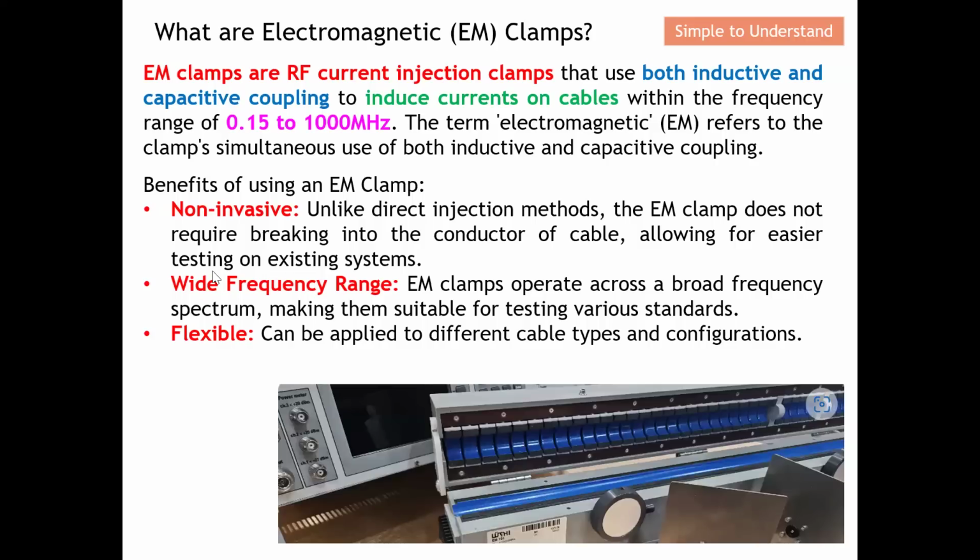Another advantage is the wide frequency range. The EM clamp operates across a very broad frequency spectrum, which makes it very suitable for testing against various standards, because different standards have different frequency ranges. So the EM clamp is probably the better choice because it can cover a wide frequency range. Flexible: again, you can imagine that if we can couple the noise over without breaking the joint, then you have the flexibility, and this can be applied to many different cable types and also different configurations. So this quickly explains the key benefits when we use the EM clamp for conducted immunity.